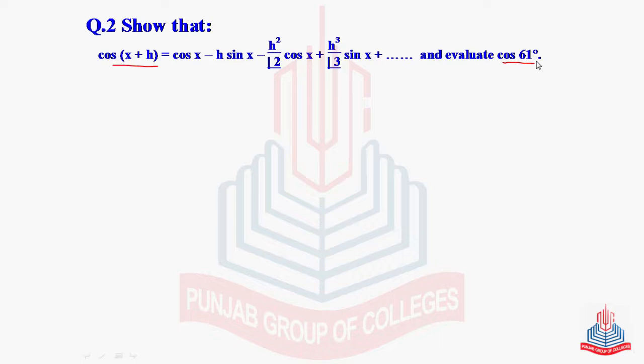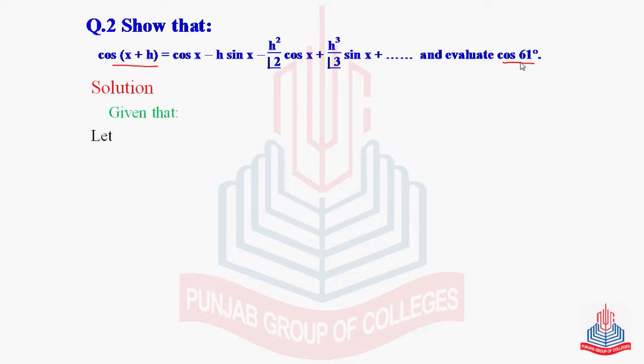This one is actually an application of Taylor series, which we already explained in our theory part. Now we apply Taylor series or Taylor theorem to prove this, and then to calculate the value of cos of 61.